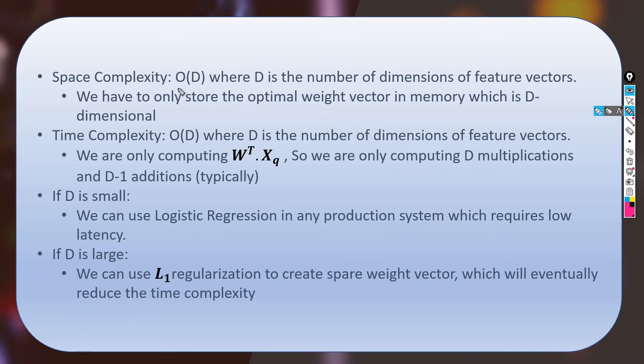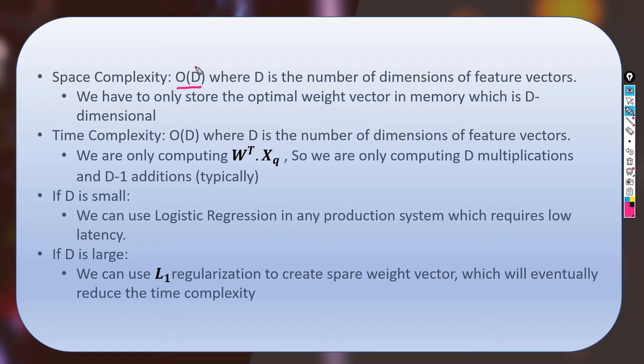Space complexity is order of D, where capital D is the number of dimensions of feature vectors. Why? Because we are only storing the optimal W, right? The weight vector. Because once we have the weight vector, that means we have the hyperplane, right? And once we have the weight vector, we just have to do the dot product with the features of the query vector, right? So the only thing we have to store in memory is the weight vector.